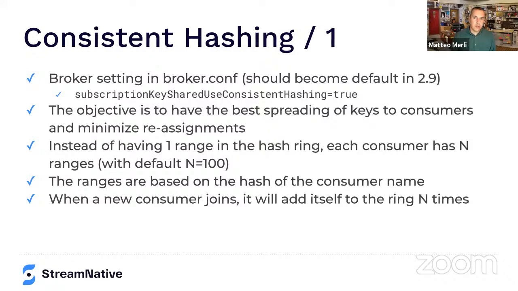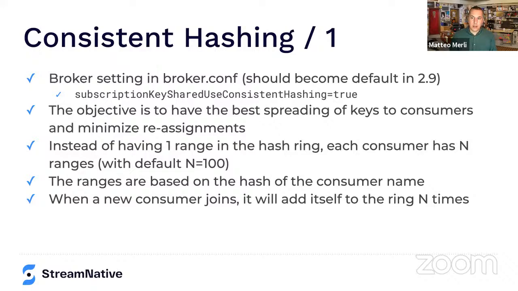This should also become the default in 2.9, hopefully. There is a setting in broker.conf, so you can just say subscriptionKeySharedUseConsistentHashing equal true in broker.conf, and the broker will use this different method. Consistent hashing is a normal approach for this kind of problem, right? But the objective here is that we want to minimize the reassignment.